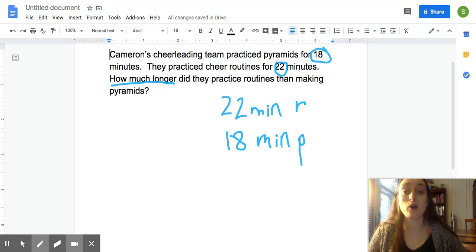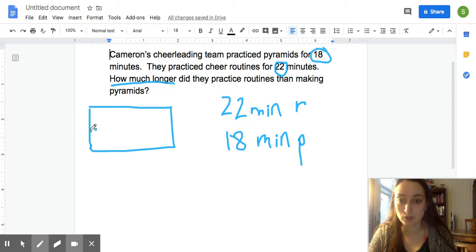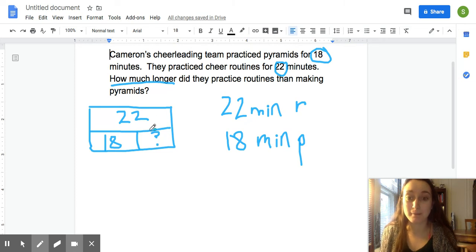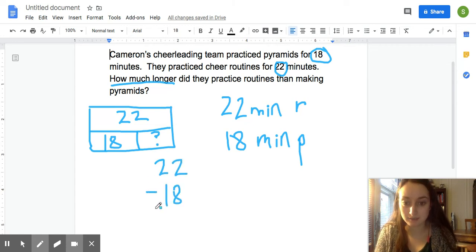Okay. We want to know how much longer. So I know that 22 minutes is longer than 18 minutes, right? But we don't know how much longer. So I'm going to draw a tape diagram to help myself figure out how much longer. So we know our bigger number is 22. That's our total, right? So one of our parts is going to be 18 minutes because that's a part of our 22. So we don't know what the other part is. So we want to know how much longer. When I have a tape diagram that has a missing part like this, that means we need to do subtraction, right? So I'm going to take 22 minus 18.